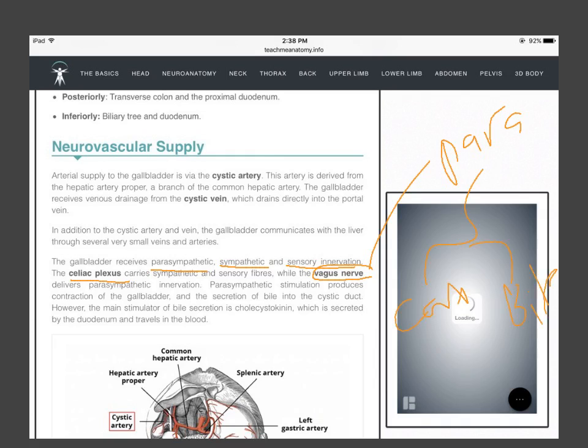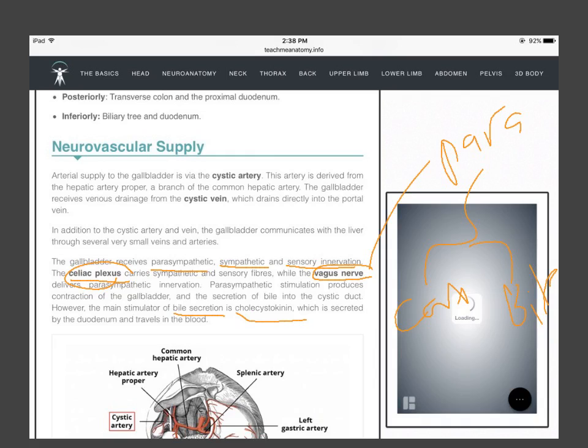But the sensory and the sympathetic, which is through the celiac plexus, carries the pain of the distension of the gallbladder and the bile ducts to the celiac trunk, and that is responsible for the pain we feel, for example, with a gallbladder stone. Remember that the main stimulator of the bile secretion is still the cholecystokinin. It's hormonal mainly, but the nerve supply also plays an important role in the contraction and in the secretion of the gallbladder.